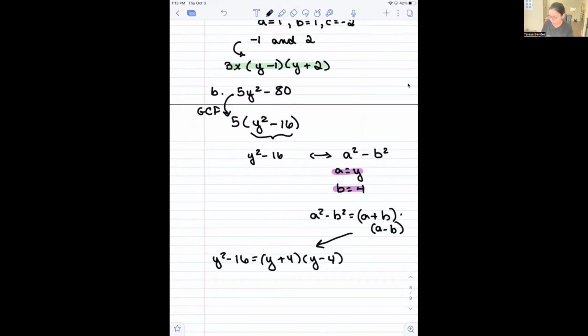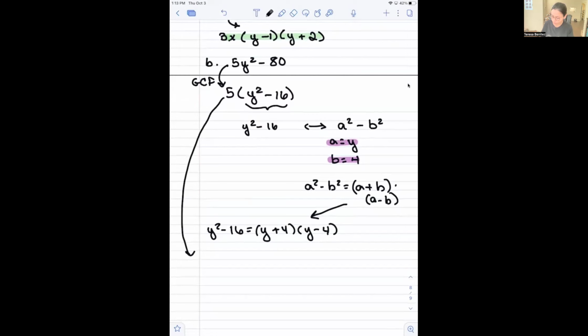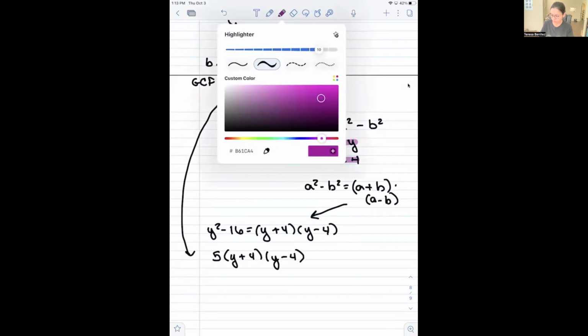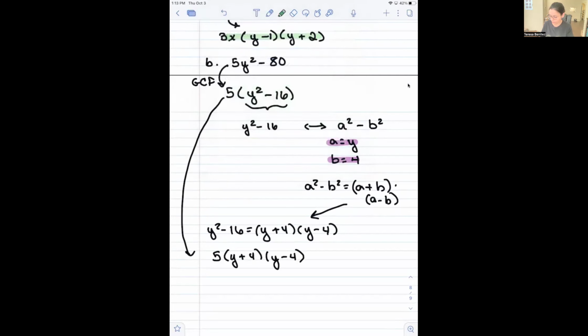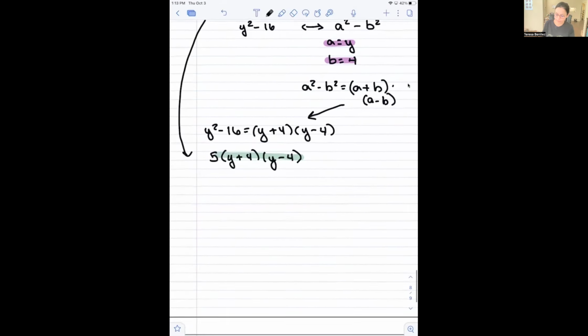You're welcome to rewatch or slow down if you need to. But this is one of those special cases, and I still have the 5 from the greatest common factor. I have y plus 4 and y minus 4, and this will be my answer. Again, I used one of those rules from the special cases where I know that a squared minus b squared is the same as a plus b in parentheses multiplied by a minus b in parentheses.